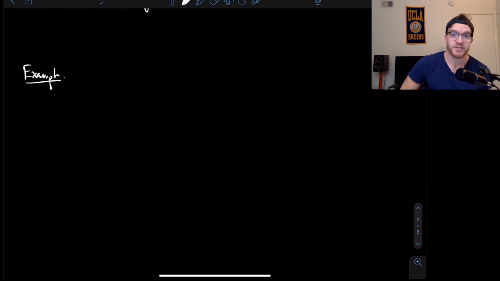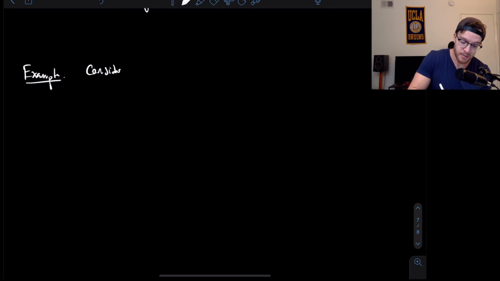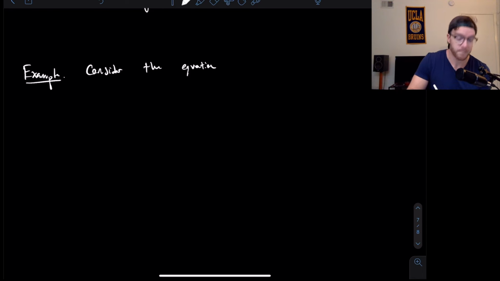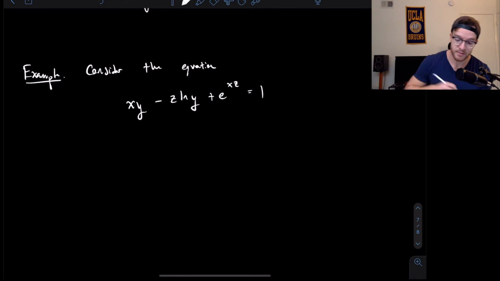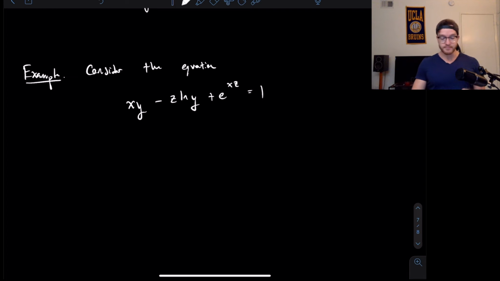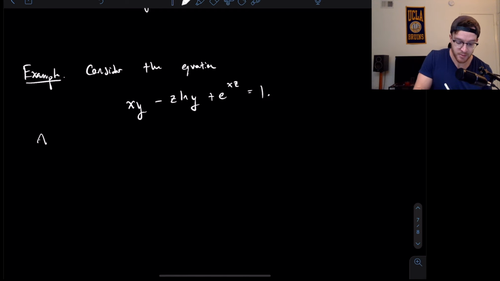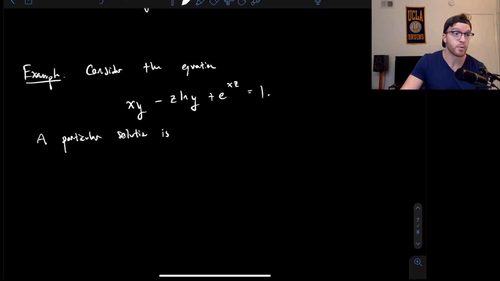I'm going to give us an equation, just one good old equation with 3 variables. So consider the equation x times y minus z log of y plus e to the xz equals 1. And I'll just tell us that a particular solution is the point 0, 1, 1.